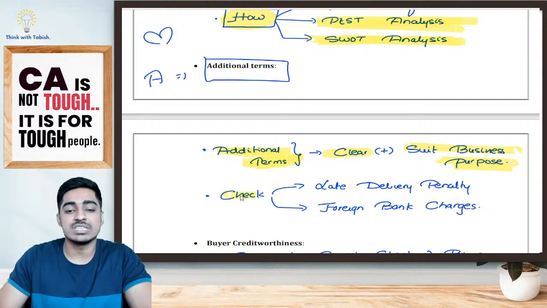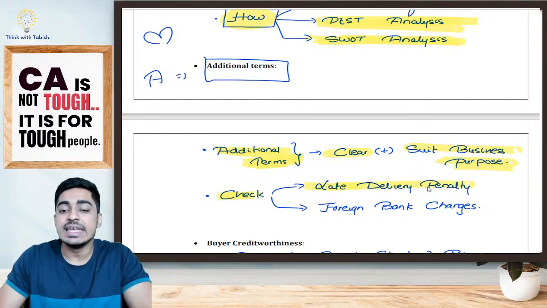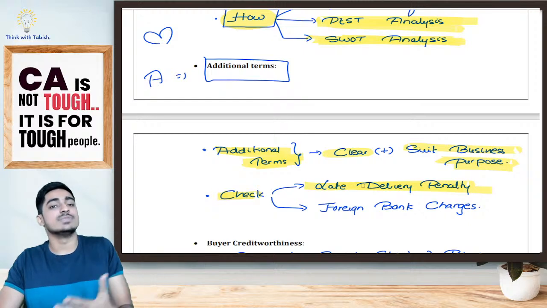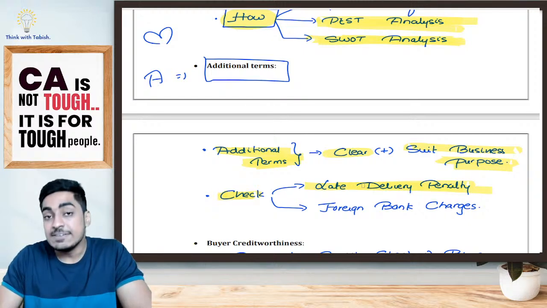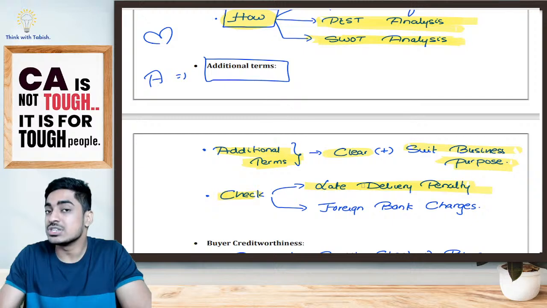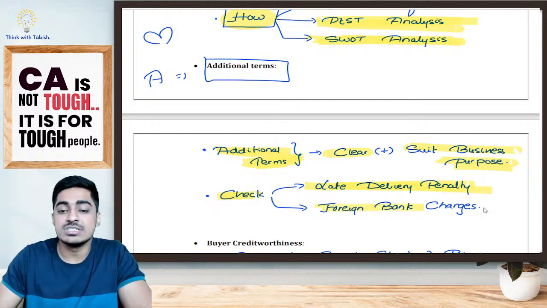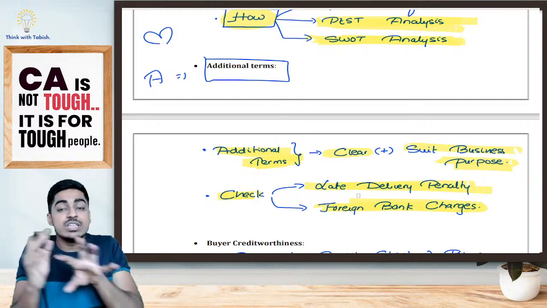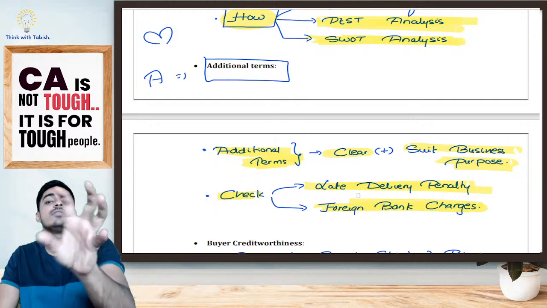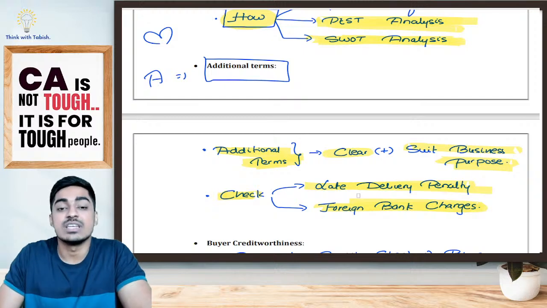And again, we need to check if there is any late delivery penalty in the terms of the agreement. If so, we should see if we are in a position to deliver on time, or else we'll be in trouble. And again, because we are exporting, are there any foreign bank charges? If yes, all these costs should be considered. Only then we need to quote a price for the special price order.